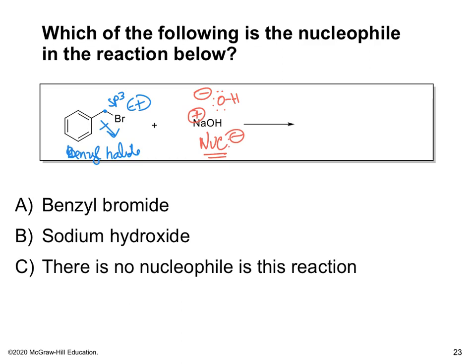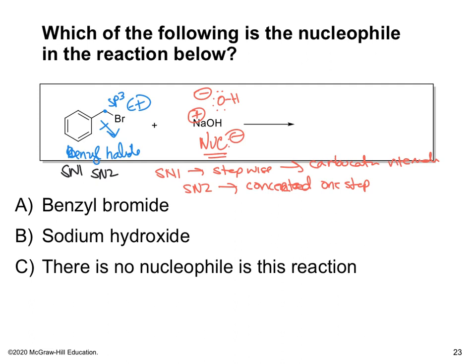This one will do both SN1 and SN2. So remember, SN2 is concerted, like a concert, a one step reaction. SN1 is going to be stepwise, so you're going to get a carbocation intermediate. I told you benzyl halide can do both SN1 and SN2. This will be an SN2, and I will teach you how to know that.